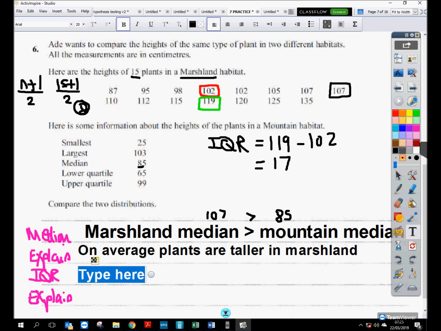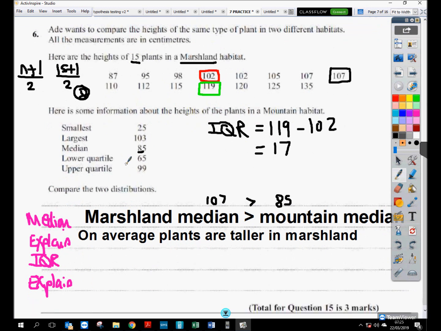Interquartile range, try to choose the lower one because then you can mention the word consistent in the explanation. So let's have a look. We haven't worked out the interquartile range for mountain habitat yet. So we have the lower quartile and the upper quartile. The IQR will be 99 minus 65, which is 34.